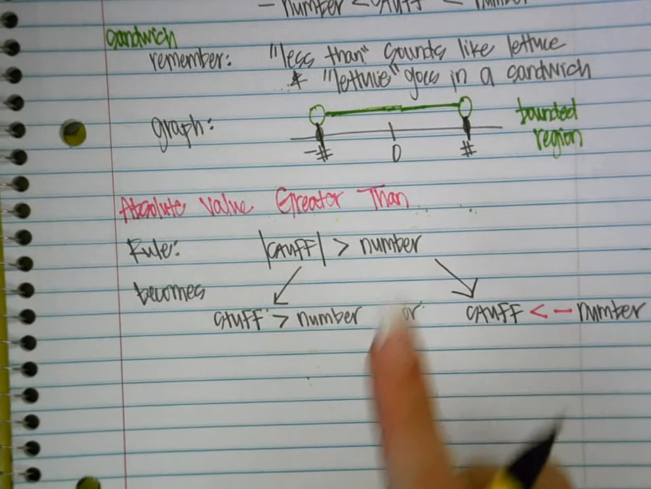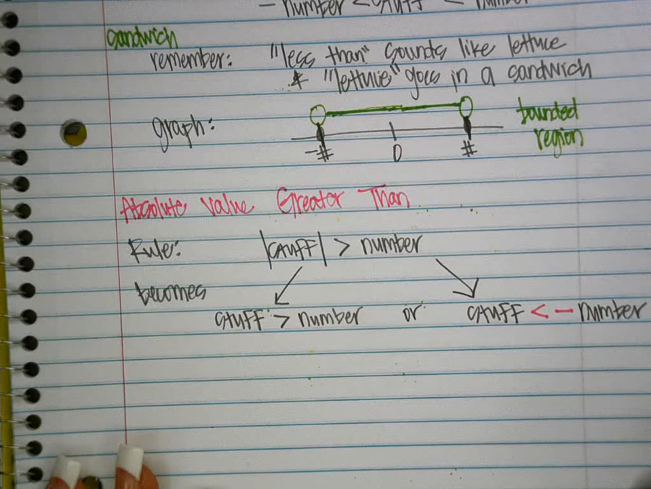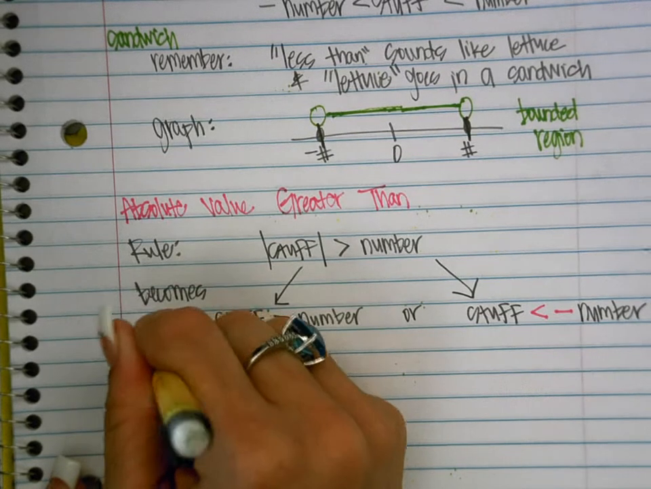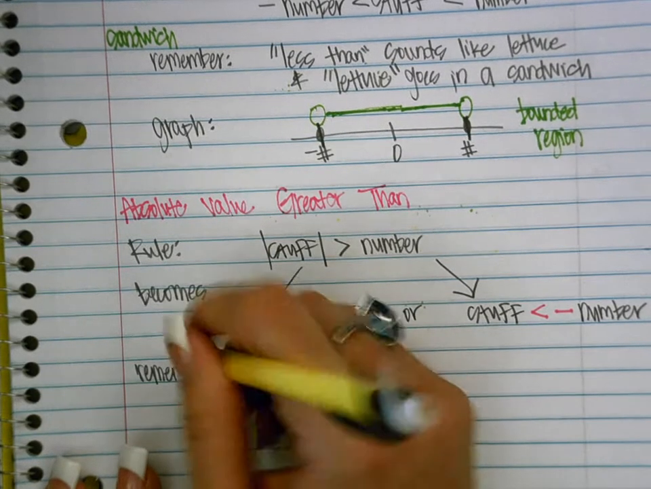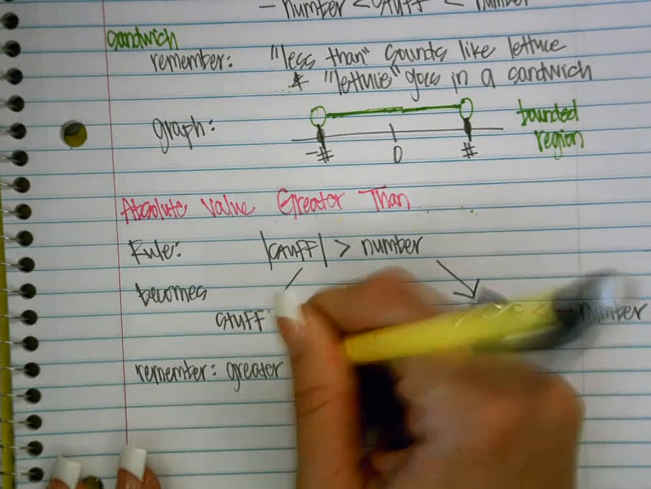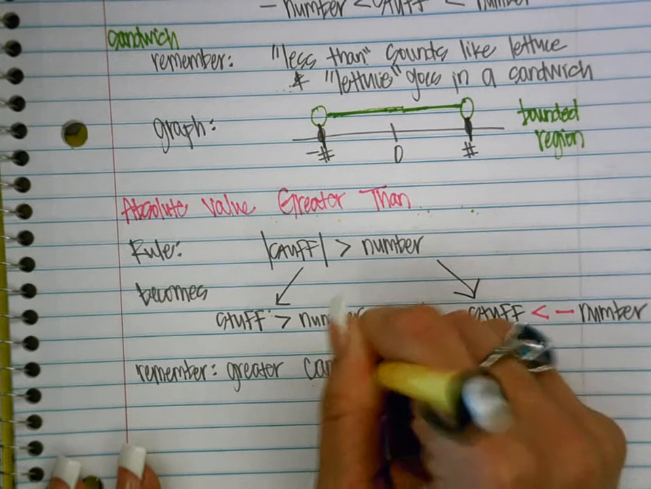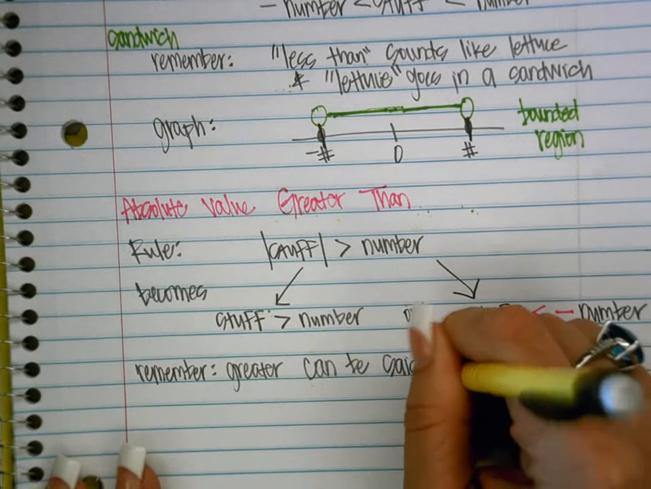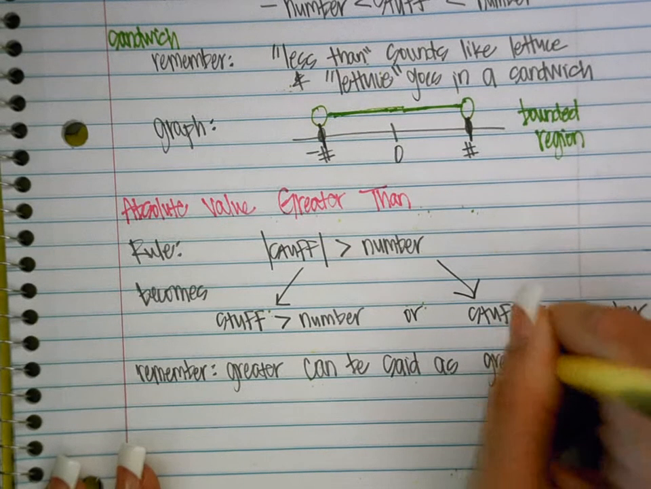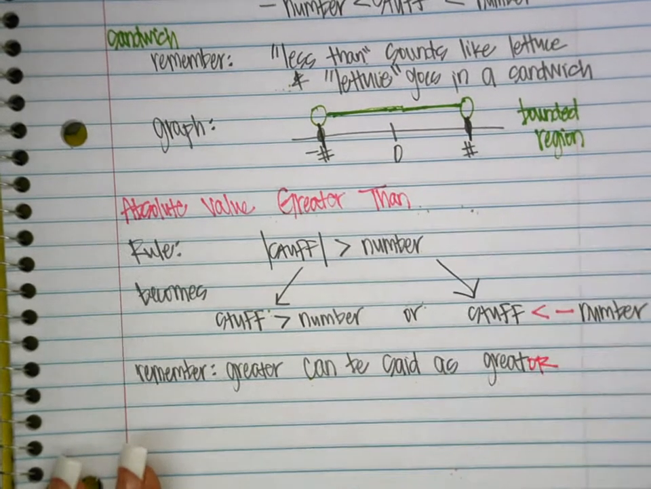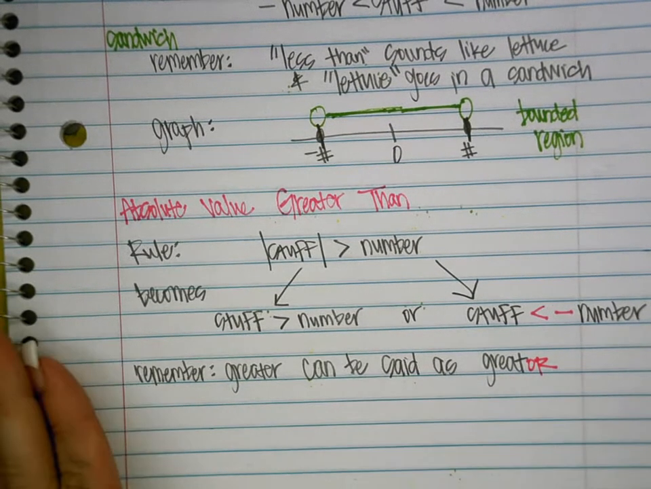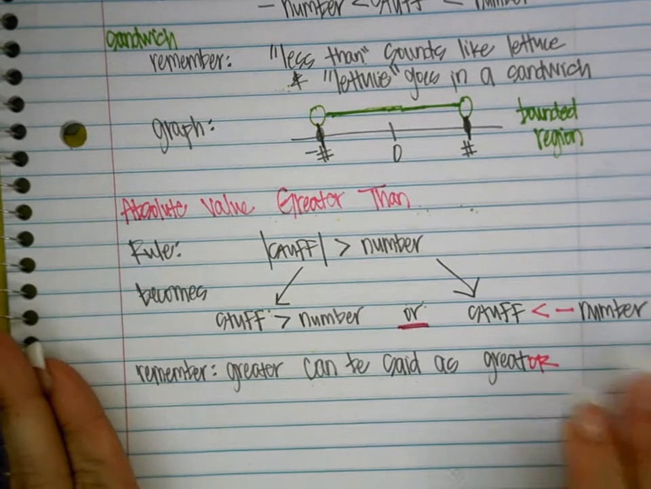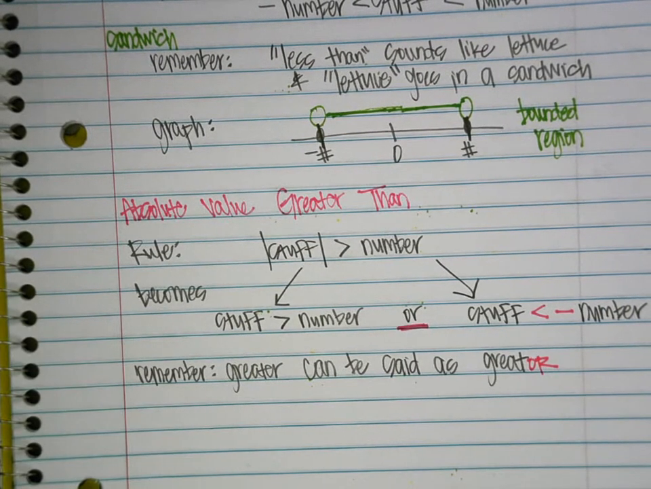So a sandwich equation, a less than, becomes a sandwich just like this. A greater than equation, the way that I remember this, sorry, I'm getting ahead of myself. We are going to remember that greater can be said as great or. Like this. So I remember this as greater can be said as great or. So or goes in the middle here. Okay? You do have to write the or. So greater than equations become two separate equations.